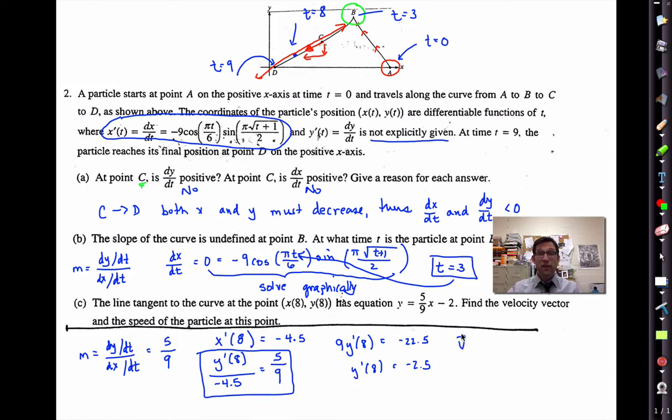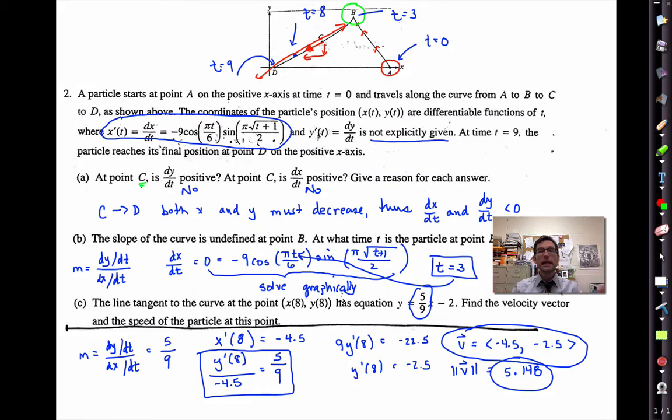So now we actually have the velocity vector. The velocity vector is negative 4.5 comma negative 2.5. Again, it gives me the ratio of 5/9. And the speed, of course, is its magnitude, and I'm not going to work all that out for you. You know how to find the speed by using the Pythagorean theorem, but it would be 5.148. That is an AP problem, right? Forces you to really understand what's going on. Really understand. Okay, I'm going to clear all of this out, so please copy down whatever you need to.